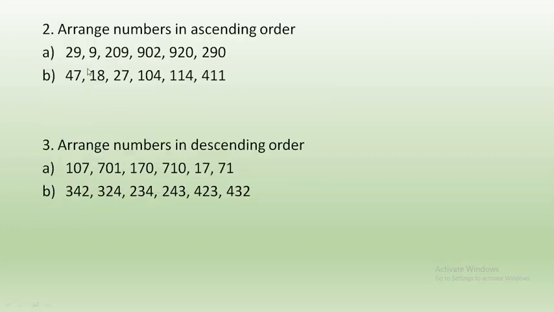Number 2, arrange numbers in ascending order. A, 29, 9, 209, 902, 920, 290. B, 47, 18, 27, 104, 114, 411.